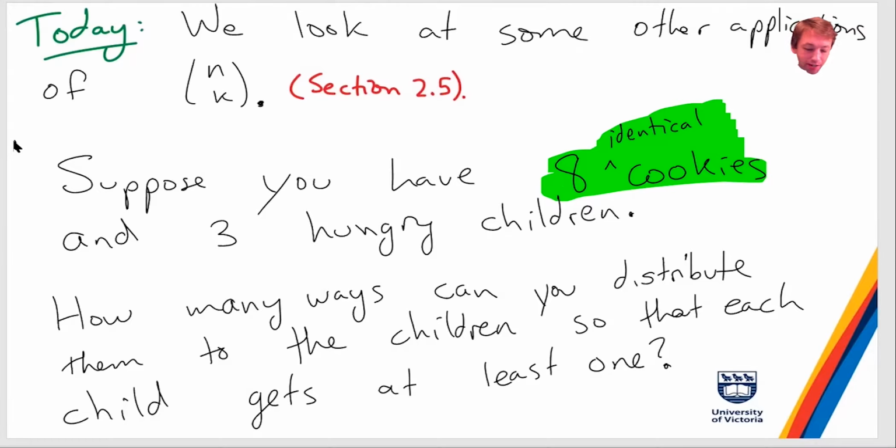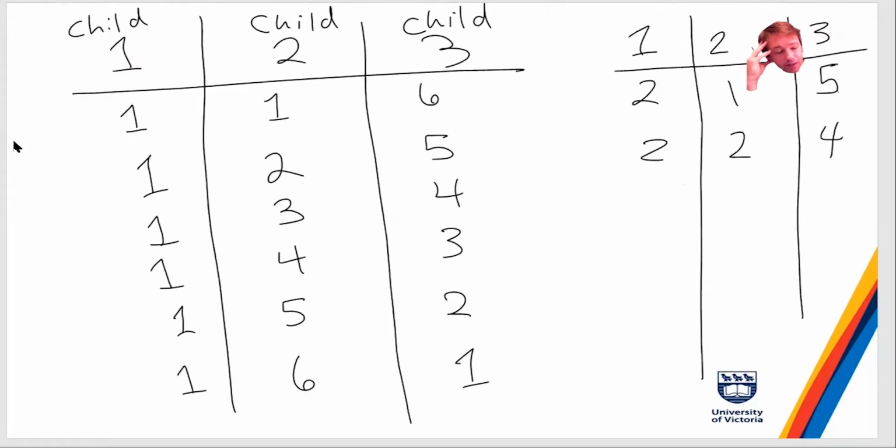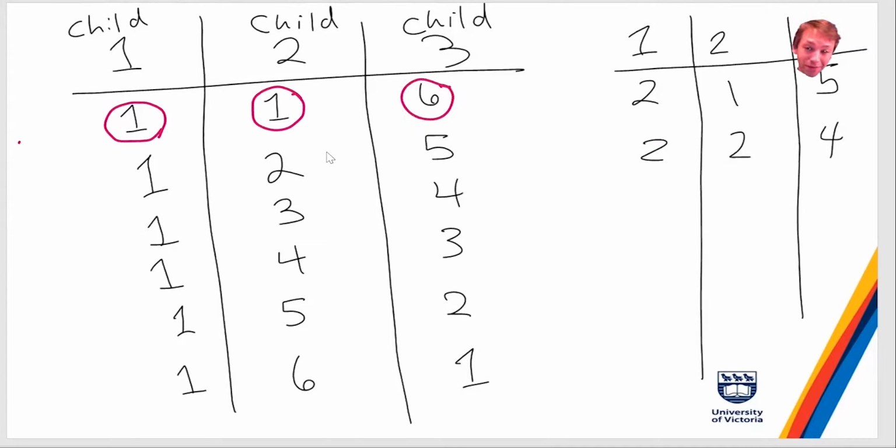So what you might do if you want to work out the answer is you might just try to go through all the possibilities. So here are some of the possibilities. The first child could get 1 cookie, the second child gets 1, the third gets 6. That's an option. That's obviously not very fair, but oh well. It meets the restriction. Or the first child could get 1, the next one could get 2, third one could get 5, and all of these are different options. 1, 3, 4, 1, 4, 3, 1, 5, 2, 1, 6, 1.